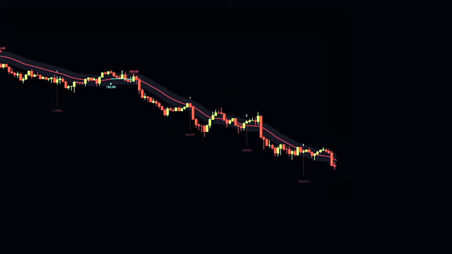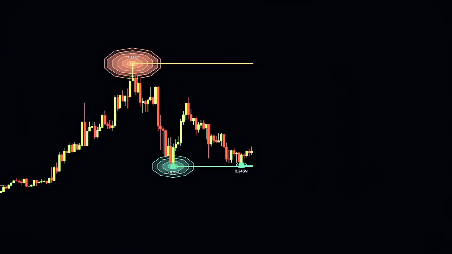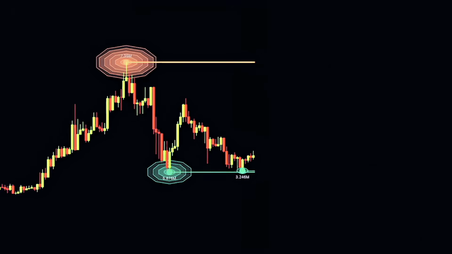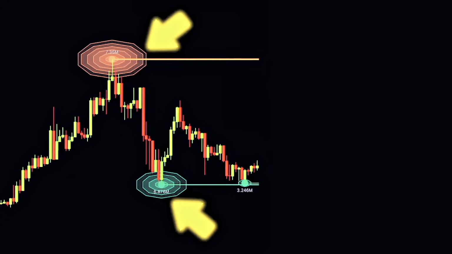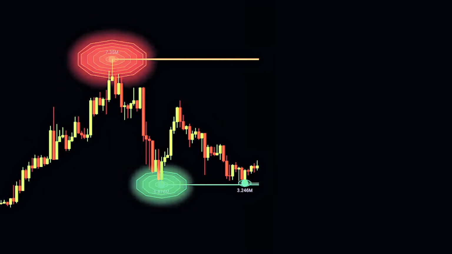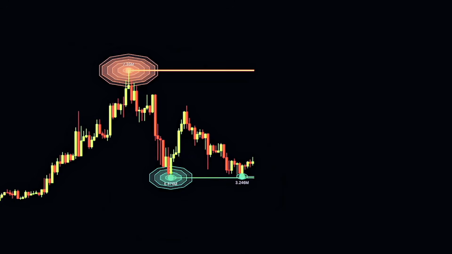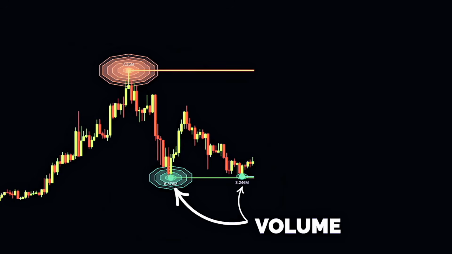Now let's check out the second indicator you need in 2025 and beyond. High volume points by Big Beluga. Once you add it, you'll notice something unique. Large, adjustable circles marking pivot highs and lows. These aren't random. They highlight areas of exponentially high trading volume. The bigger the circle, the stronger the market activity at that level. Each one even displays the exact volume, so you know exactly where heavy players are active.